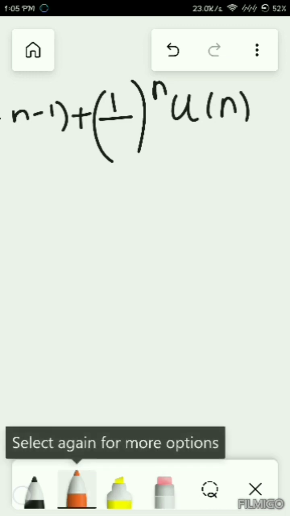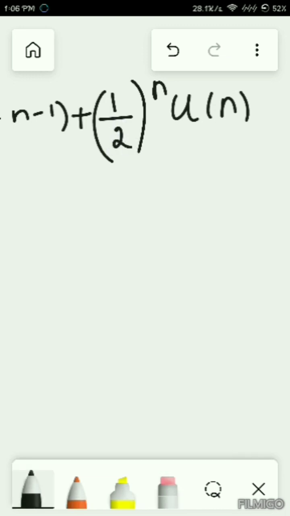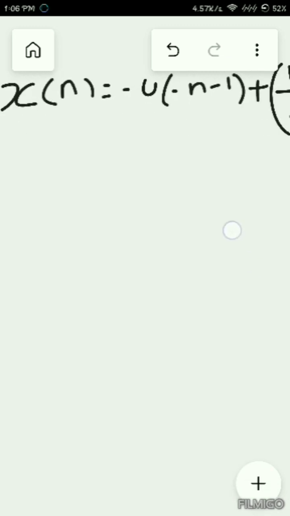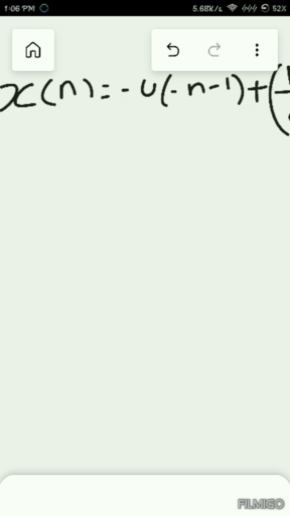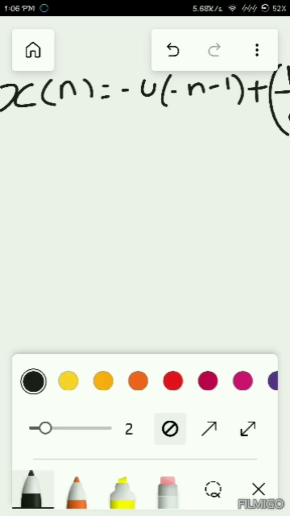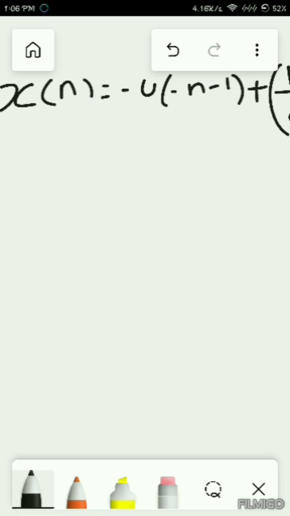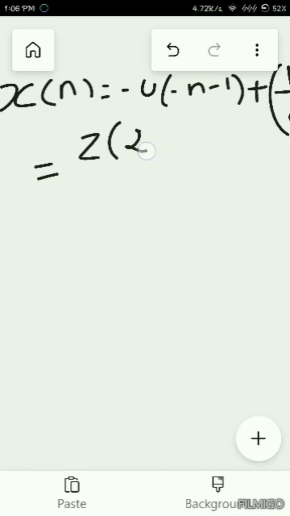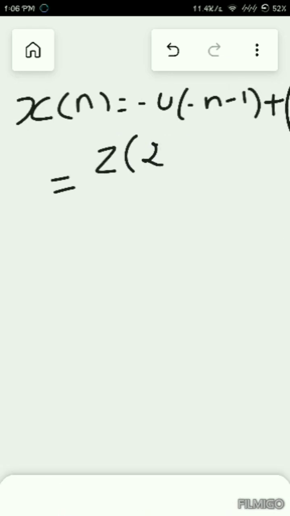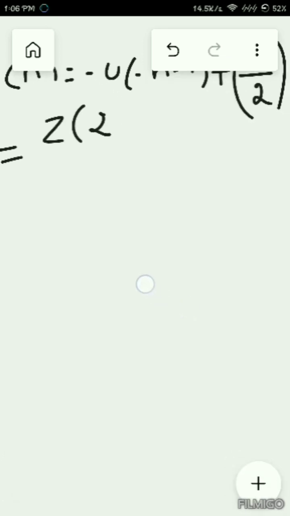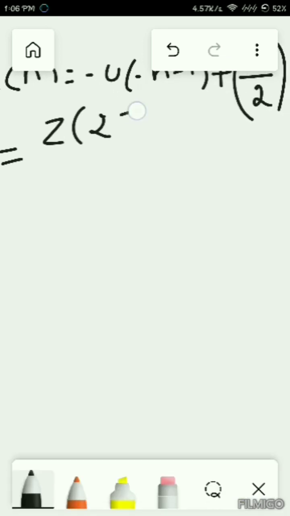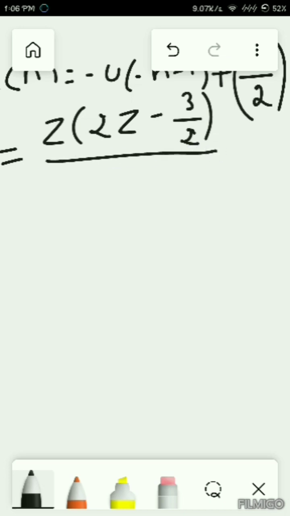For this question, I had got the resultant like this. What was my resultant? x of z is equal to z into 2z minus 3 by 2, divided by z minus 1 by 2 into z minus 1, right? We got this, right? Yes.